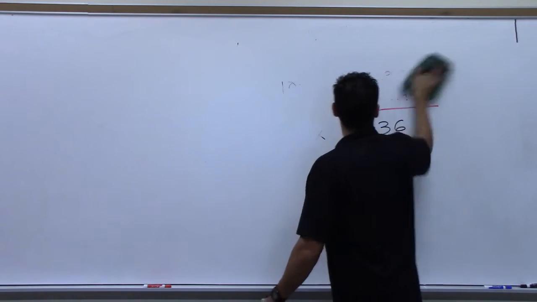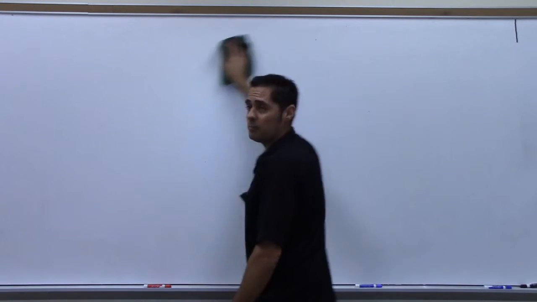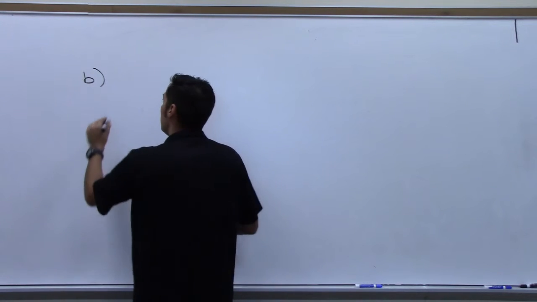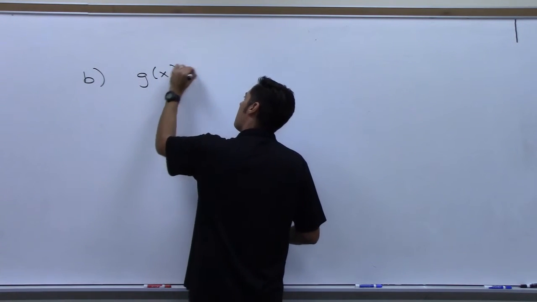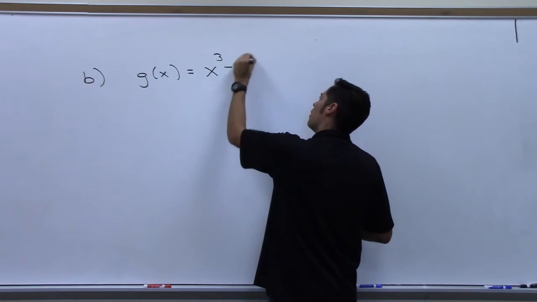All right, let's look at the next one. Well, let's look at part B. g of x is x cubed minus x squared.